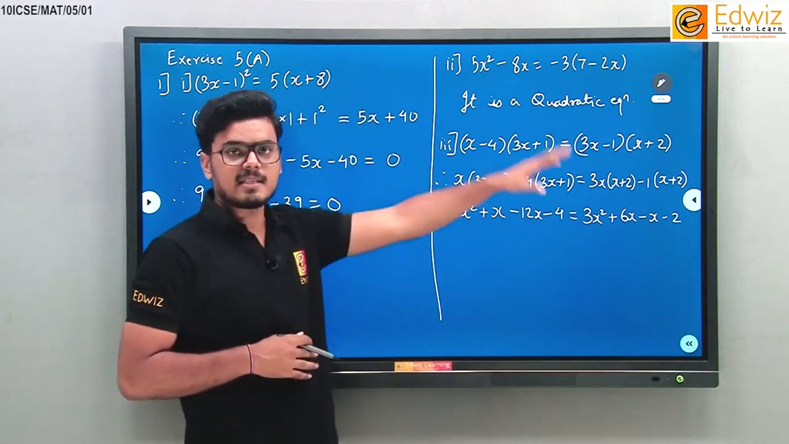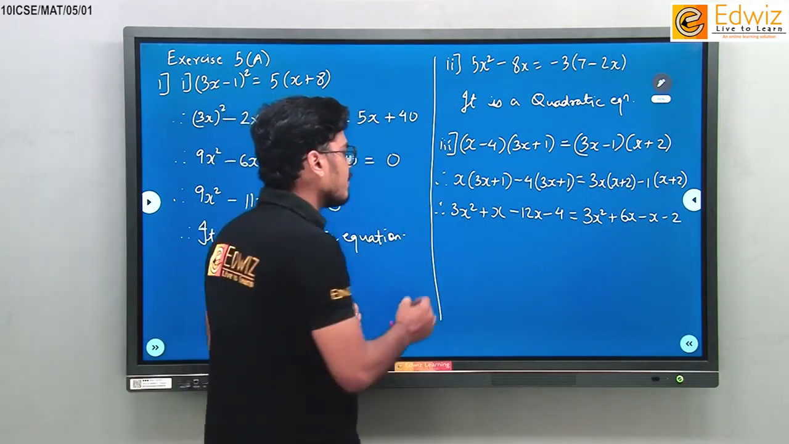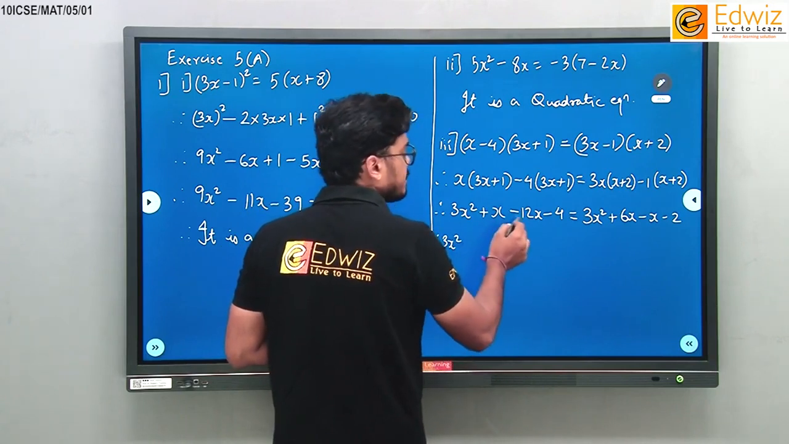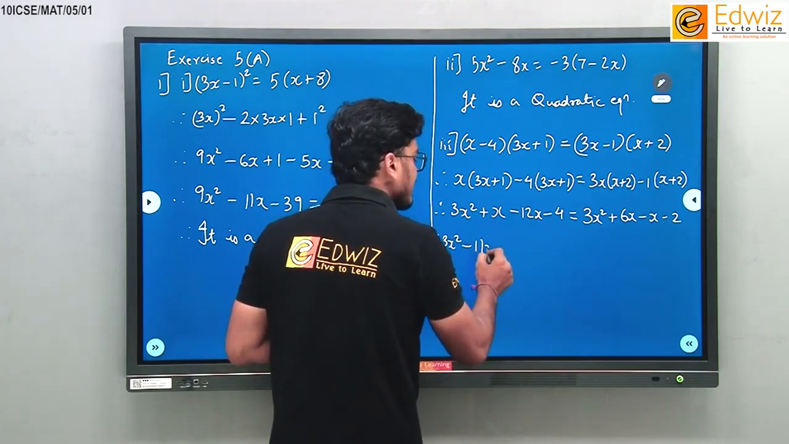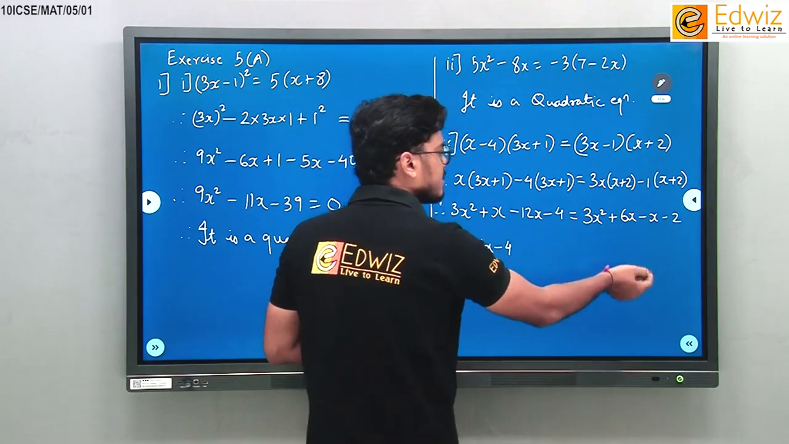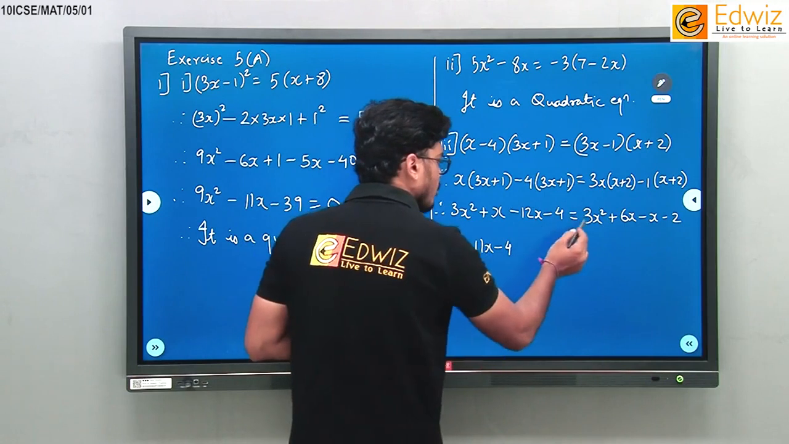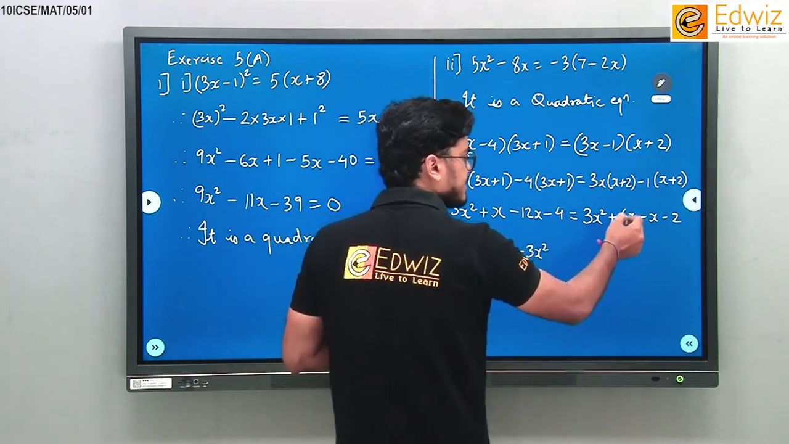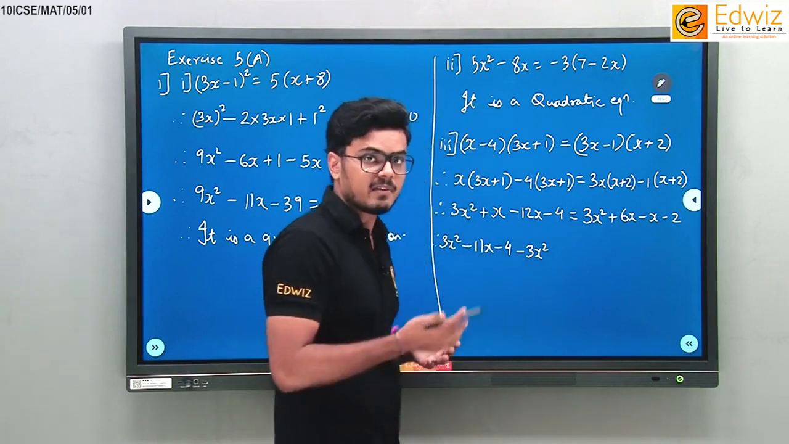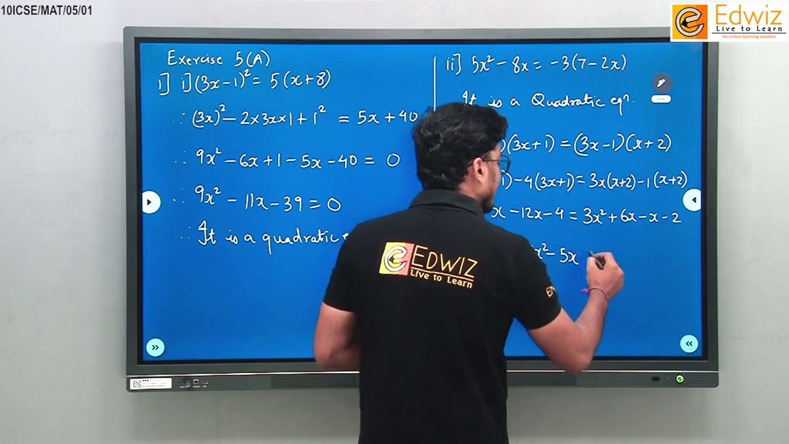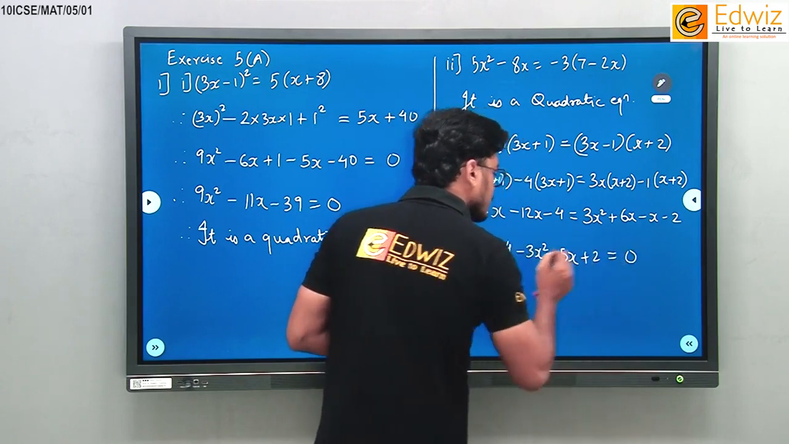Now if you bring each and every term on the same side, you will get 3x² as it is, plus x minus 12x. So minus 11x as it is, minus 4 as it is, and all these terms we will shift on the left side. So minus 3x², minus plus 6x minus x will become plus 5x. On this side it will become minus 5x, and minus 2 finally will become plus 2 equal to 0.